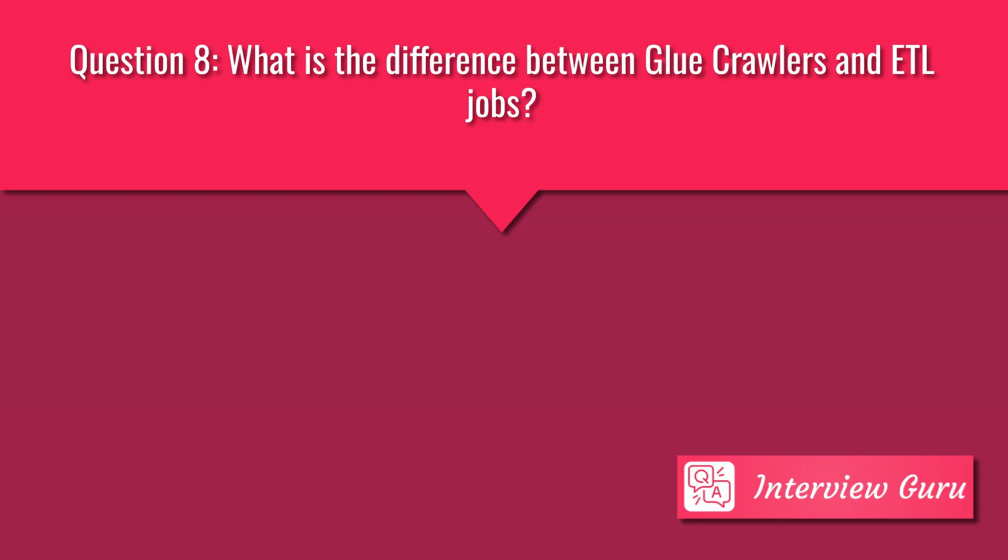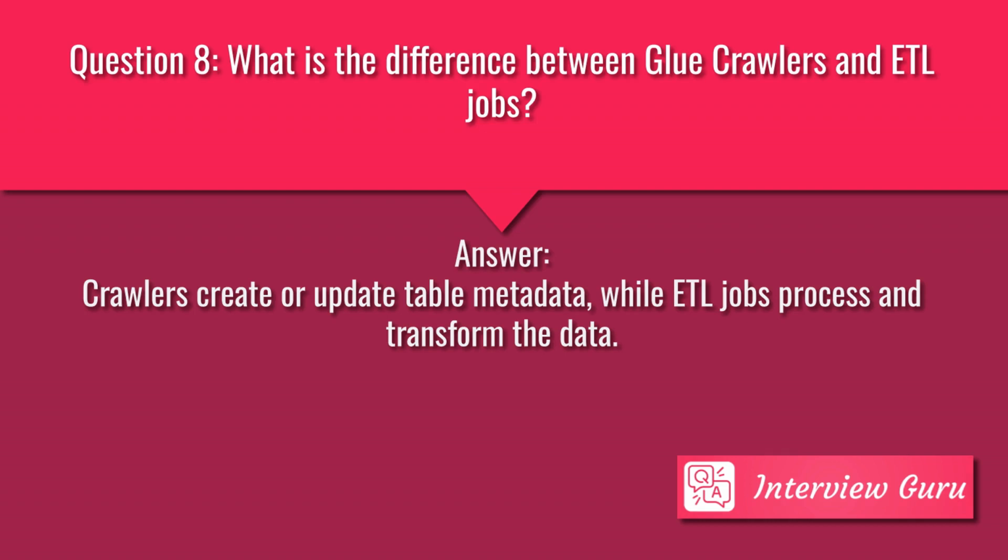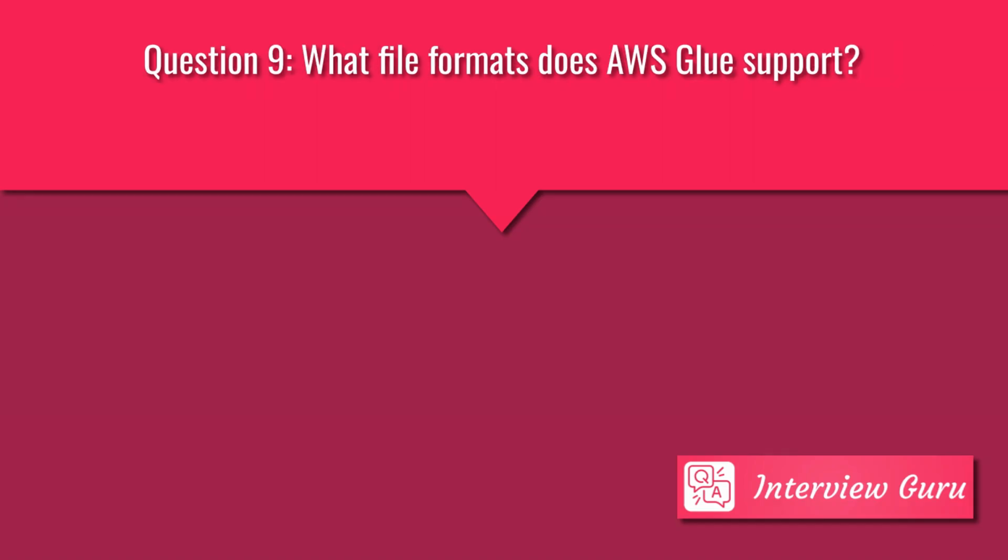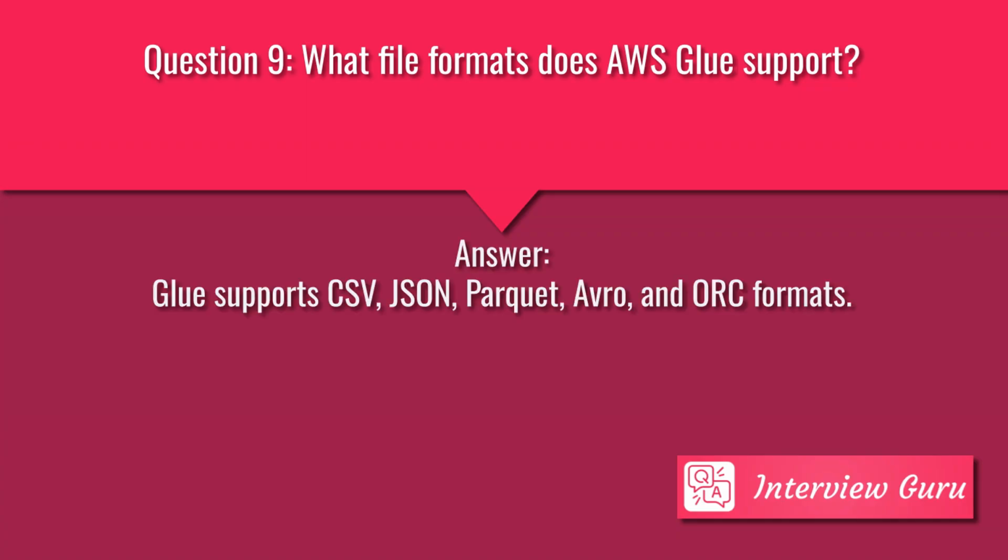Question 8. What is the difference between glue crawlers and ETL jobs? Crawlers create or update table metadata, while ETL jobs process and transform the data. Question 9. What file formats does AWS Glue support? Glue supports CSV, JSON, Parquet, Avro, and ORC formats.